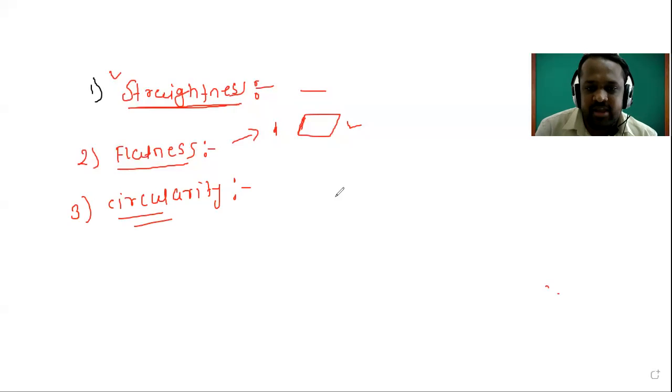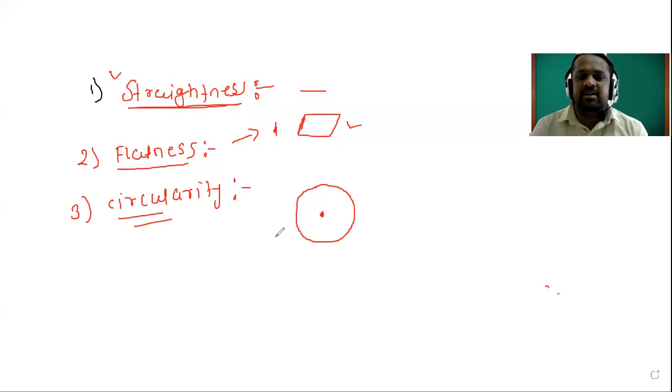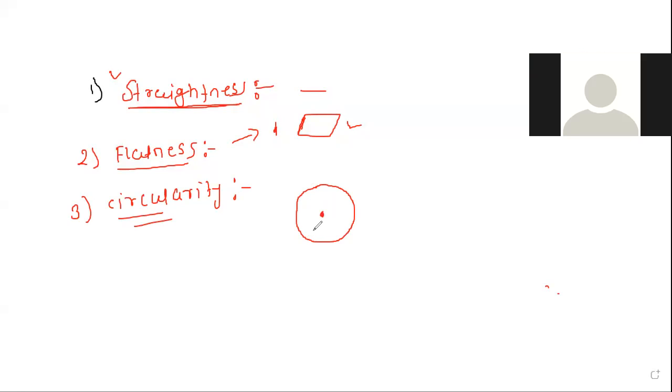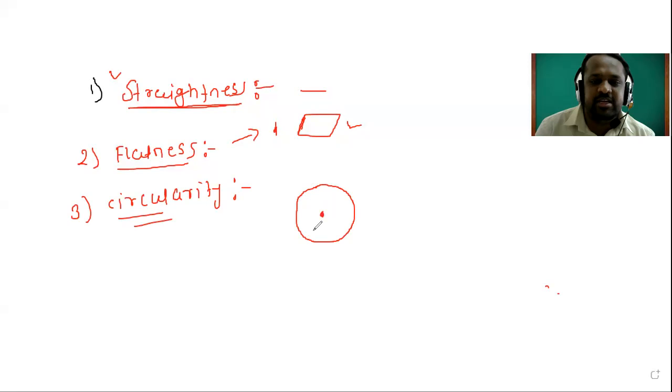For example, suppose we have one circle. Suppose this is the circle. When can we call this circle correct? Then we can call this circle having good circularity. Then how do we judge whether that circle has good circularity or not? When the component is exactly circular. How to check it?